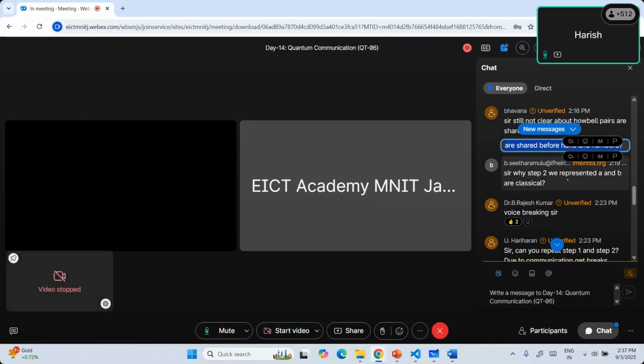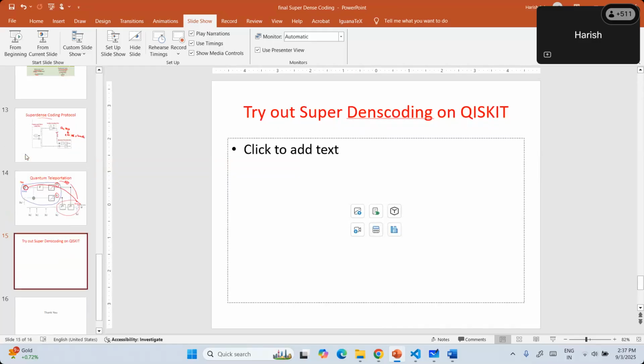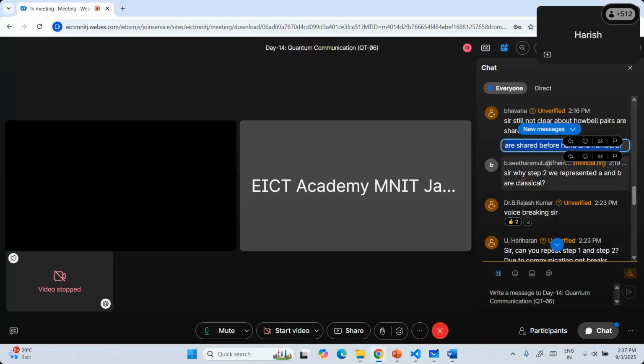Why are A and B represented as classical bits? Because the purpose of this protocol is to send two bits of information. These two bits A and B, Alice wants to send, are classical only. Depending upon their values, if A and B are 1, then we will apply the Z and X gate. So I think it is answered.